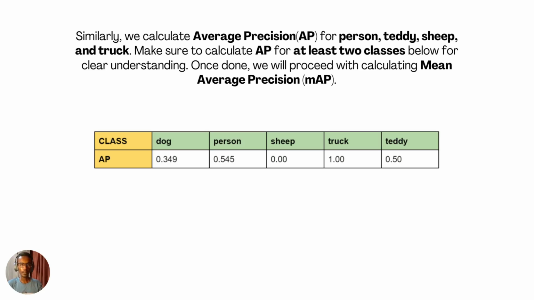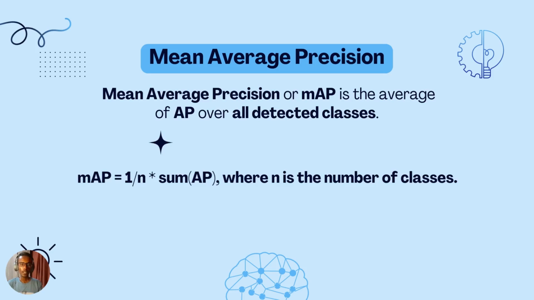So similarly, by using the same procedure, we can compute the average precision for the rest of the classes: person, the teddy bear, the sheep, and the truck. So make sure to calculate the average precision for at least 2 classes for a clear understanding. And once done, we will proceed with calculating the mean average precision, which is the title of this video.